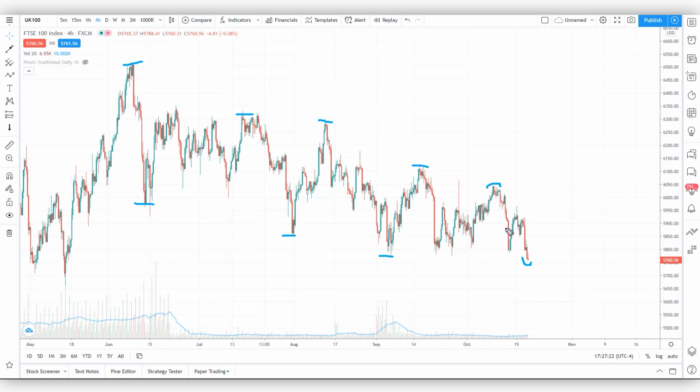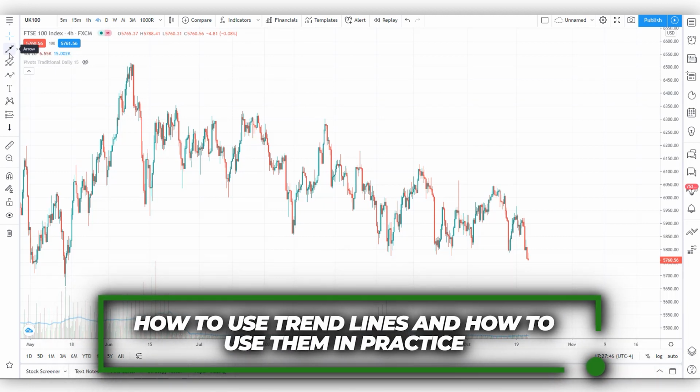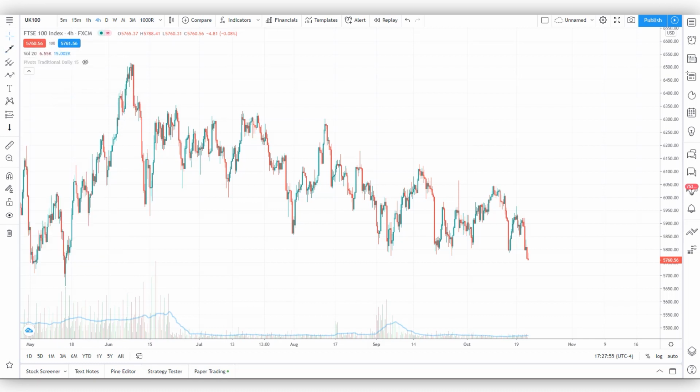And even though this is not one of those textbook examples that you tend to see where the market just flushes, this is more realistic. It's not always going to be textbook. And this is one of the issues with trend lines, that they tend to be quite subjective. I'm going to show you guys how I personally use trend lines and how you can use them in practice on these markets.